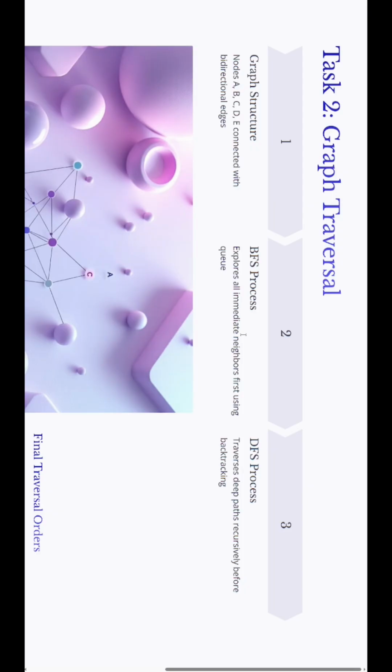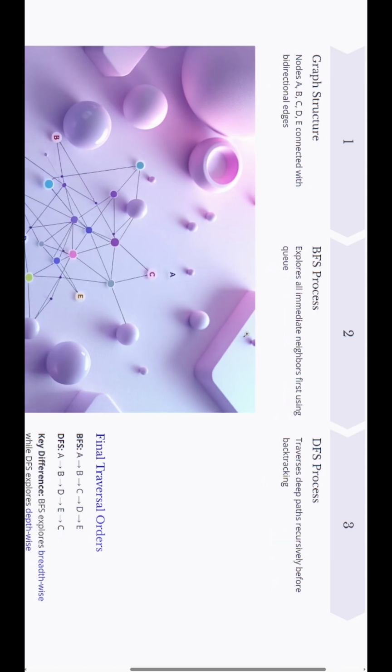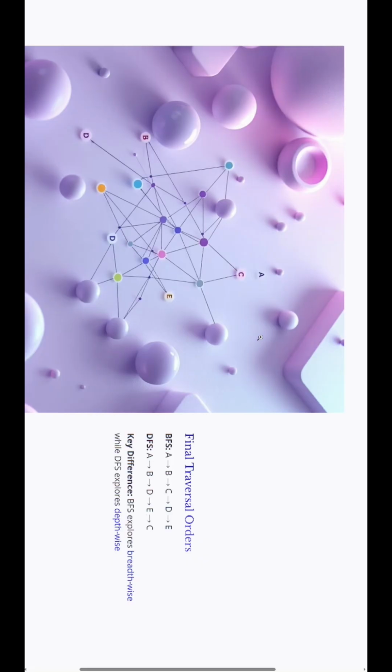Now let's move to graph traversal. Here the structure is not like a tree. Nodes are interconnected. We start again from node A. In BFS, first visit A, then its neighbors B and C. Then move to D and E. So the traversal becomes A, B, C, D, E. Now in DFS, start from A, go to B, then go deeper to D, then E, then backtrack and visit C. So you can clearly see that BFS spreads out first while DFS dives deep.